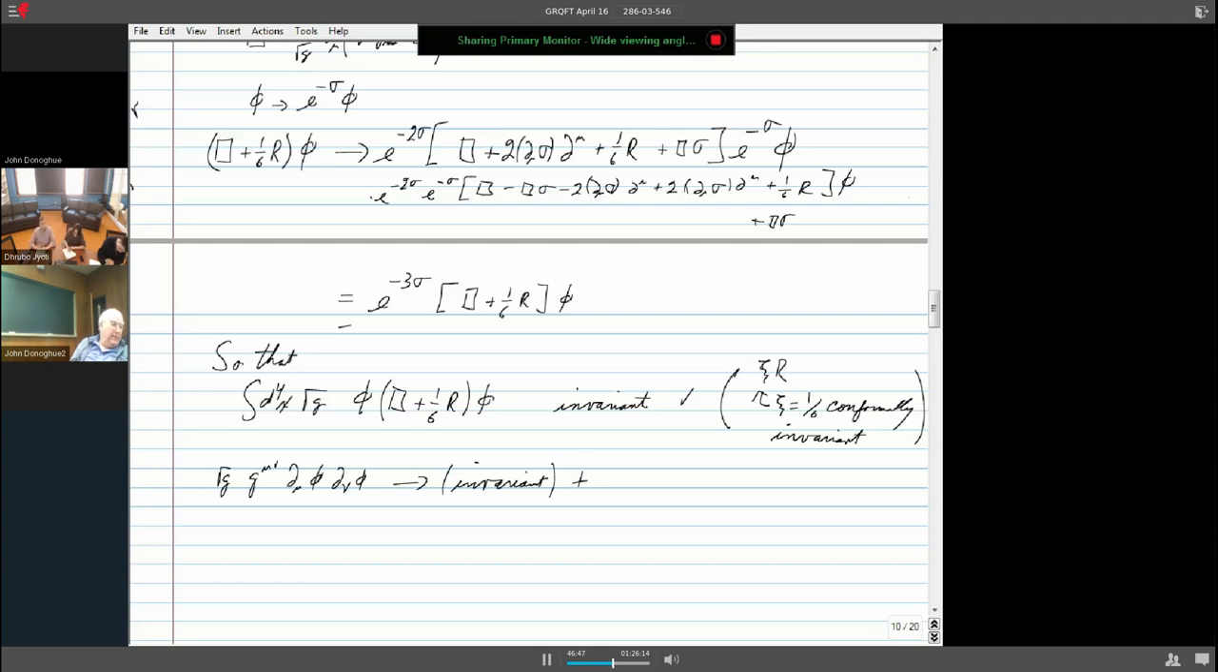So it's conformally symmetric. If you remember way back when I first treated a scalar field, I had this parameter ξ times R. ξ equal to 1/6 is conformally invariant. Anything else is not. There's that special value there.